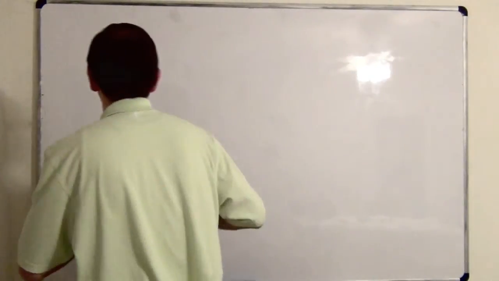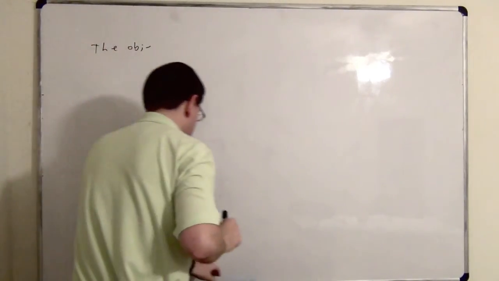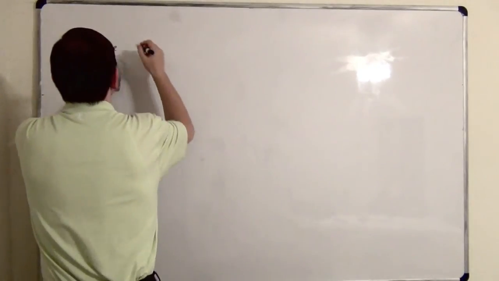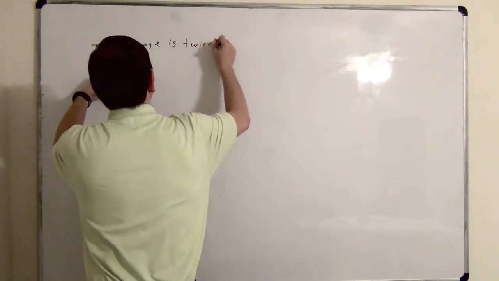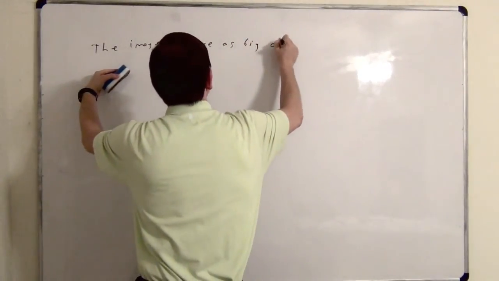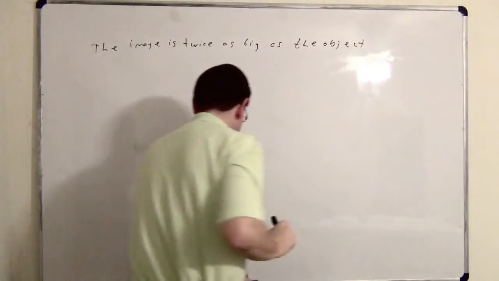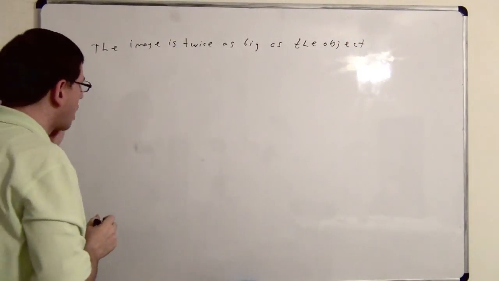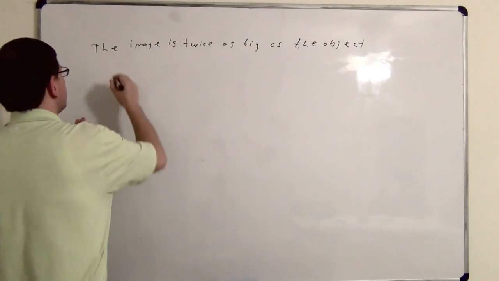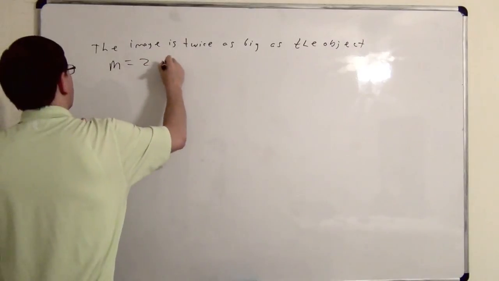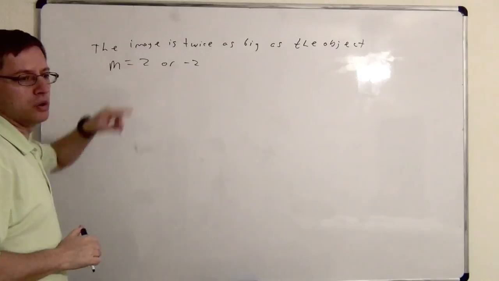Suppose I tell you the image is twice as big as the object. How could you translate that into math? M equals 2, so... That's actually not right. The correct answer is m equals 2 or negative 2. So I just want to point out we need to know when we don't know too much.